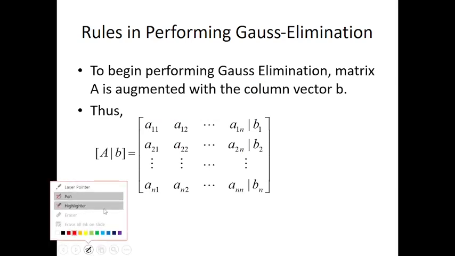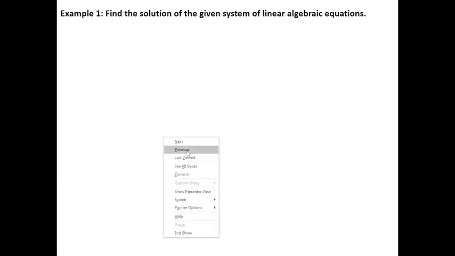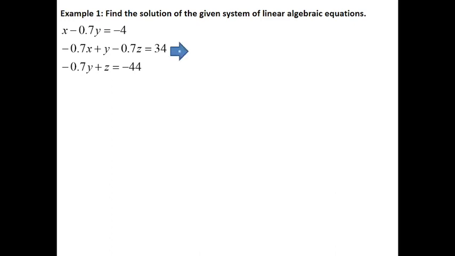Now, we proceed with an example to better understand our topic. Find the solution of the given system of linear algebraic equations. So this is the given system of linear equations. Our goal is to determine the solution of the given system. When we talk about finding the solution, meaning we are to determine the unknown values x, y, and z in this example.